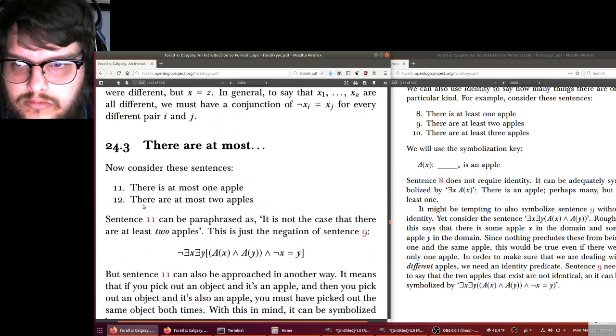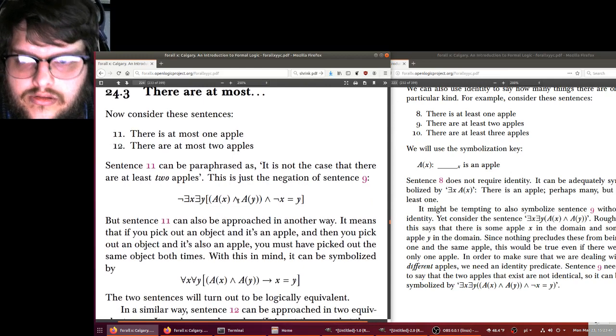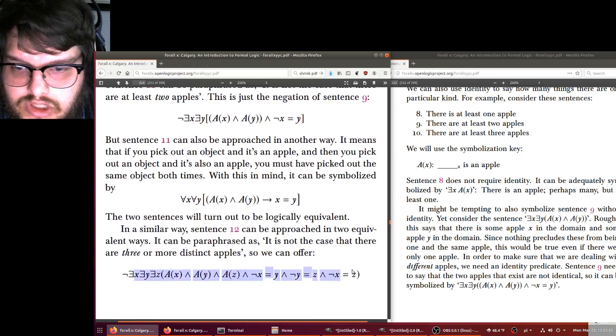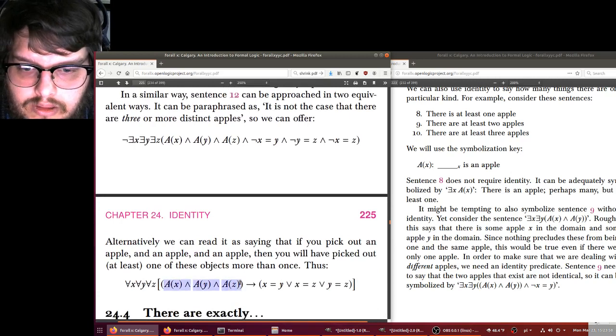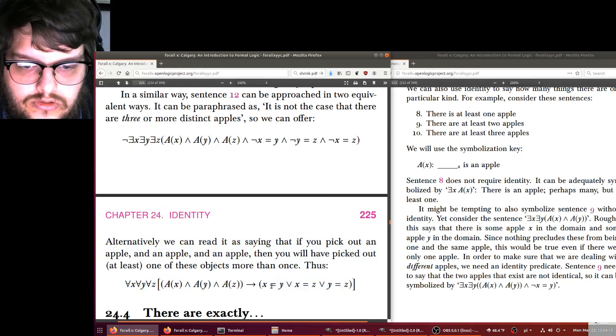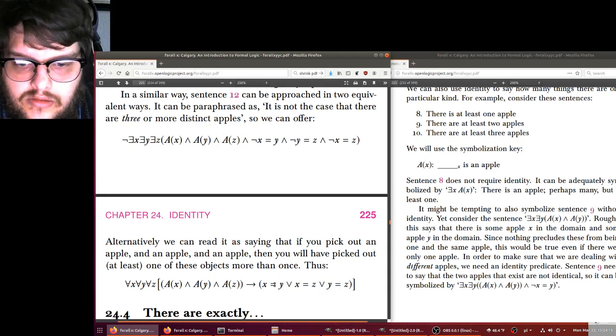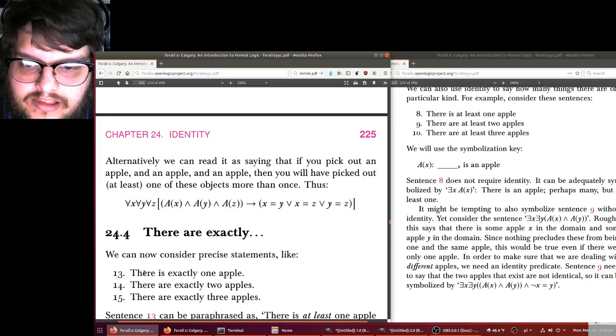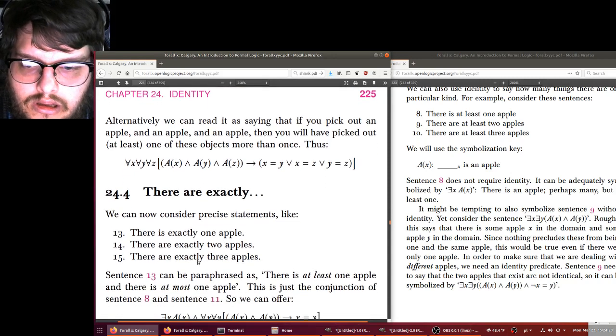Now, for sentence 12, there's at most two. You can either think of it as not the case that there are three or more, in which case you'd write it this way. Or you would say, if I pick three things, then it's either the case that x is y, or x is z, or y is z. So, if you picked out three things, then two of them had to be the same. Okay, and you don't know which two. You just know that one of the pairs would have to be the same, and that's what that or is all about.